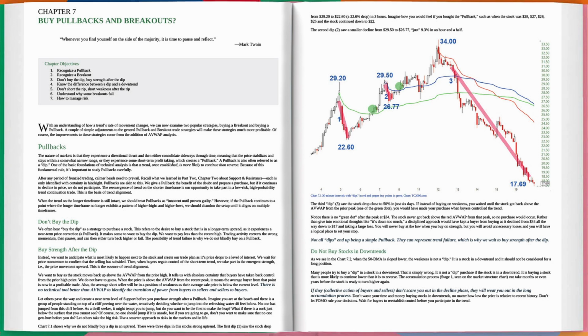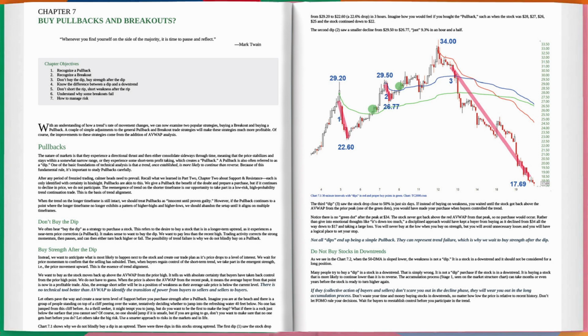After any period of frenzied trading, calmer heads need to prevail. Recall what we learned in Part 2, Chapter 2 about support and resistance. Each is only identified with certainty in hindsight. Pullbacks are akin to this. We give a pullback the benefit of the doubt and prepare a purchase, but if it continues to decline in price, we do not participate. The re-emergence of trend on the shorter time frame is our opportunity to take part in a low-risk, high-probability trend continuation trade.